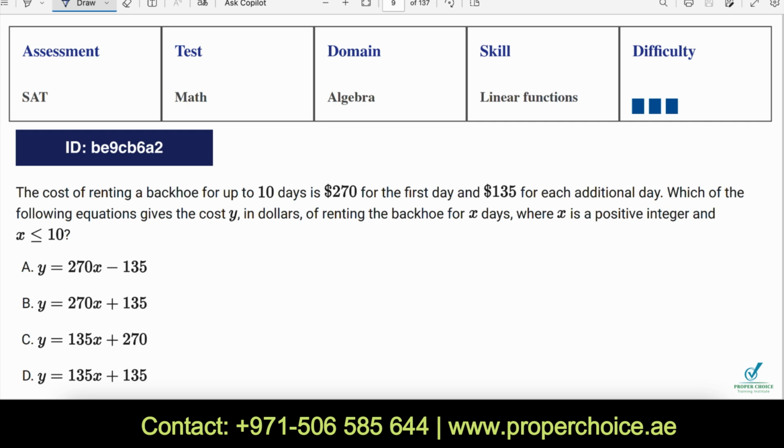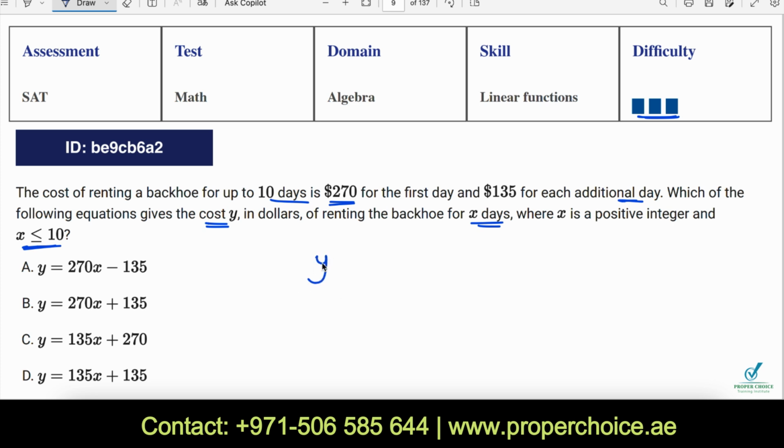The cost of renting a backhoe for up to 10 days is $270 for the first day and $135 for each additional day. Which of the following equations gives the cost y in dollars of renting the backhoe for x days, where x is a positive integer less than or equal to 10? They are asking you to set up an equation for the given situation, and they are saying that the difficulty level here is hard. So how do we write it?